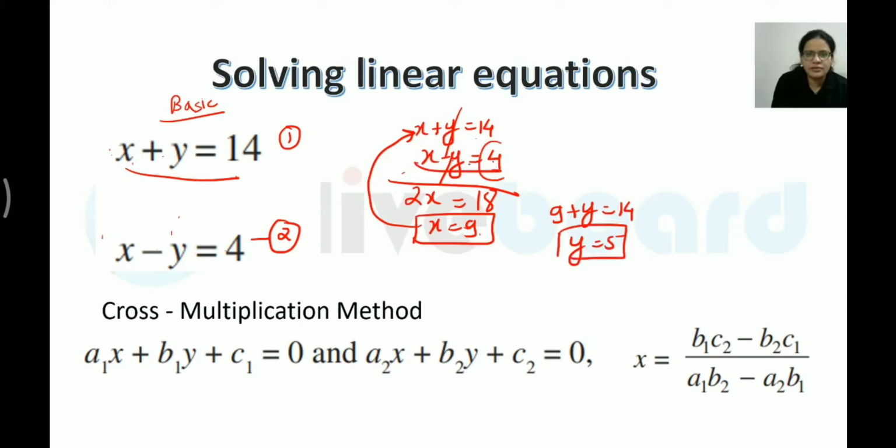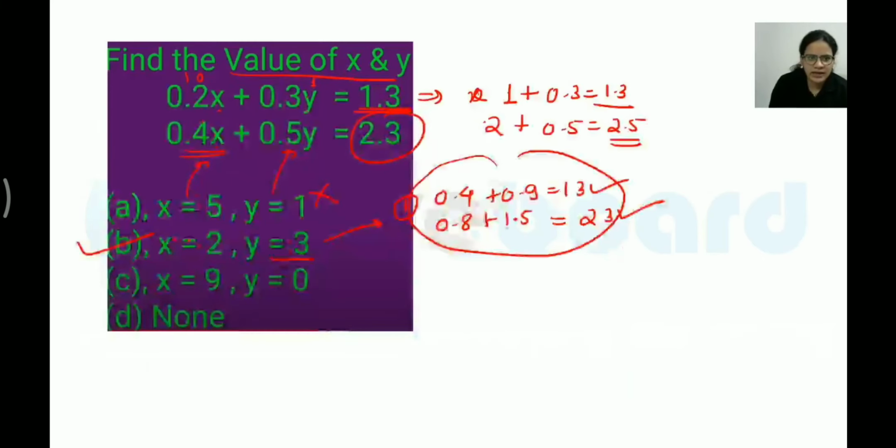9 minus 5 would be 4. X is 9, y is 5. 9 minus 5 is 4 over here. That is how you have to solve the equation. Are you getting it?